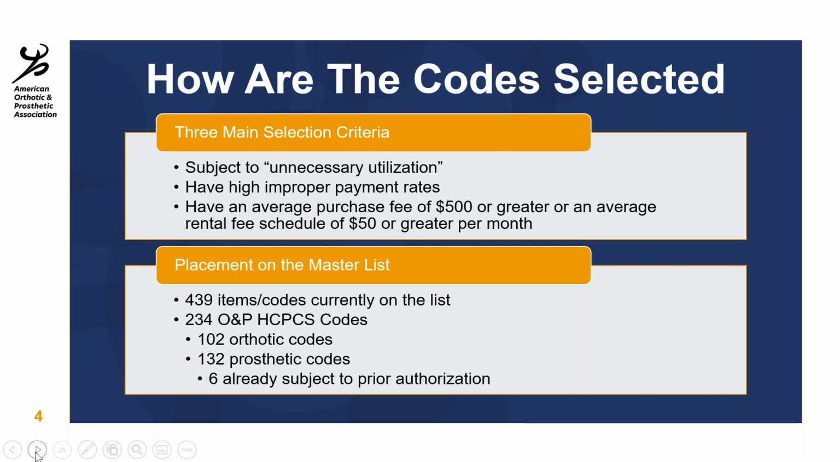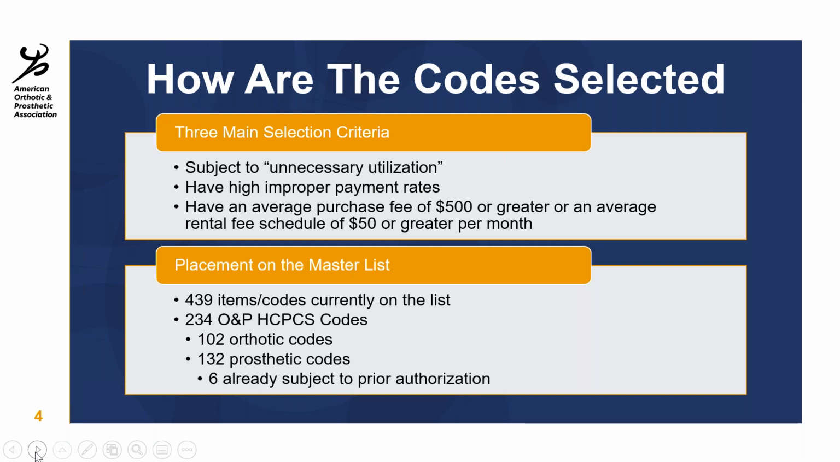So there are 3 main criteria. Medicare can't just say, you know what, we don't like LXYZ, so we're going to say that we want to have prior authorization come into play. There's very specific regulatory criteria that has to be met in order for a code to be put onto the master list for prior authorization, which only means that it can be selected. There's many, many more codes on the master list right now than there are codes involved in actual prior authorization.